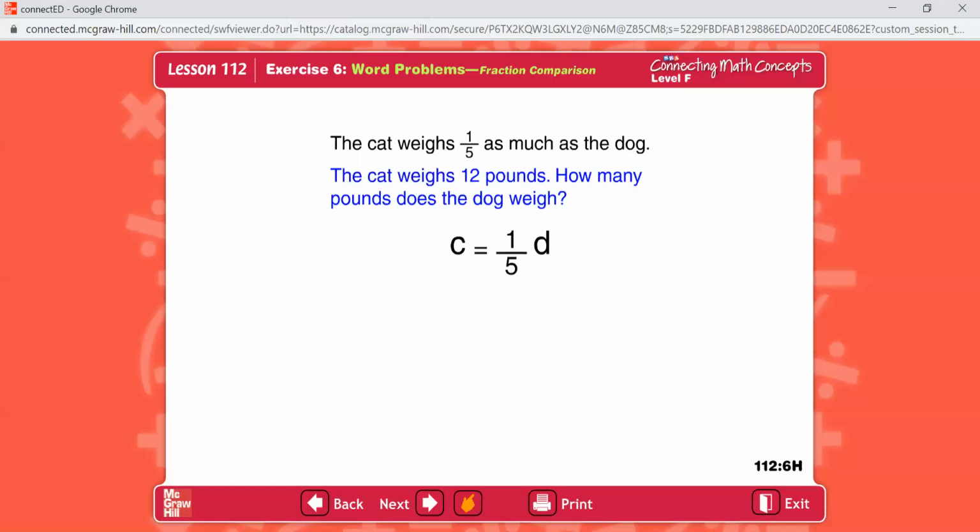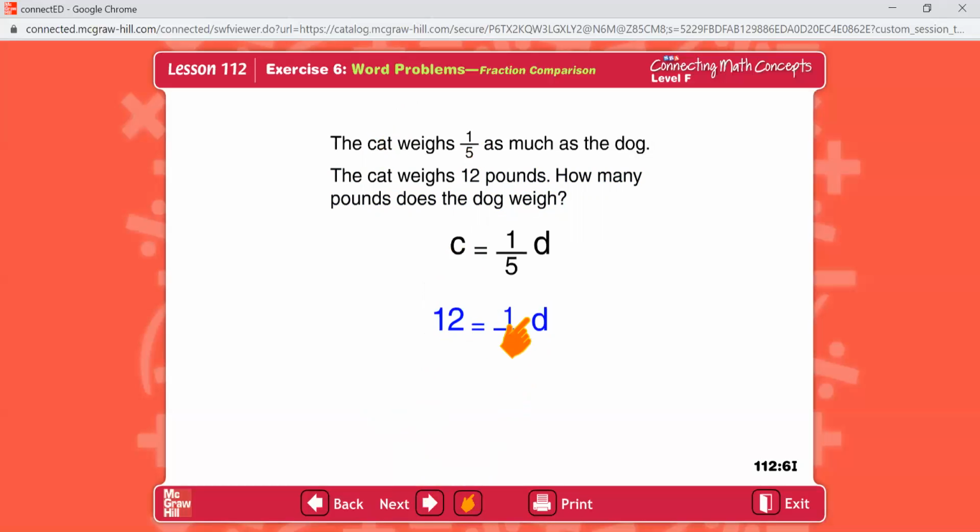Here's a problem. The cat weighs 1/5 as much as the dog. The cat weighs 12 pounds. How many pounds does the dog weigh? The problem gives a number for the cat, so I write the equation with a number for the cat. The cat weighs 12 pounds, so I'm going to plug in 12 for C. My new equation is 12 equals 1/5 D.